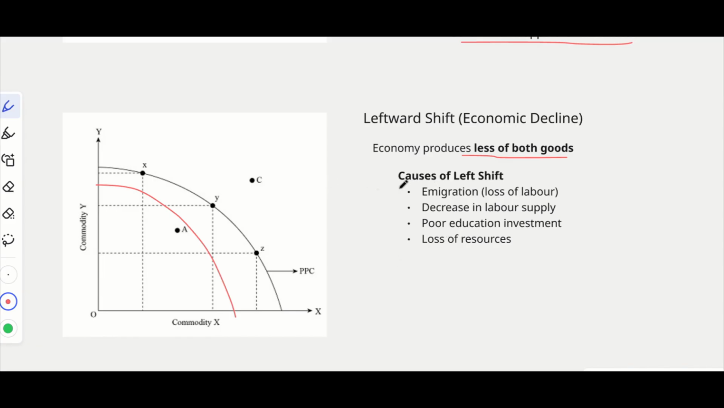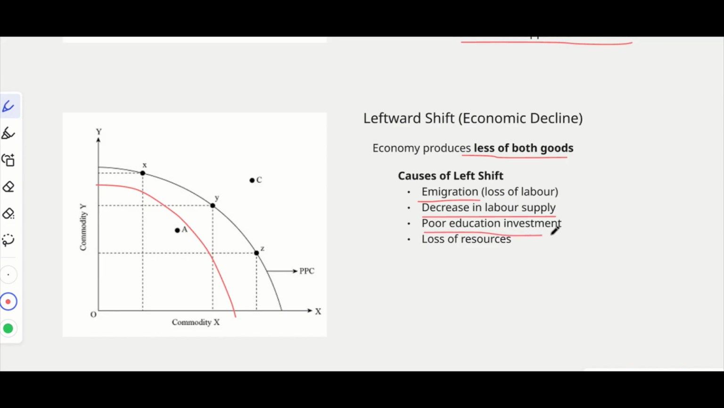What could be the causes? First thing is immigration. Nowadays, more people are migrating to different countries, right? So when people are emigrating from a particular country, the labor force in that country will decrease. As a result, the resources for production will also be reduced. So that could be a reason. And then decrease in labor supply, right? When people are not willing to work, the labor supply will reduce.